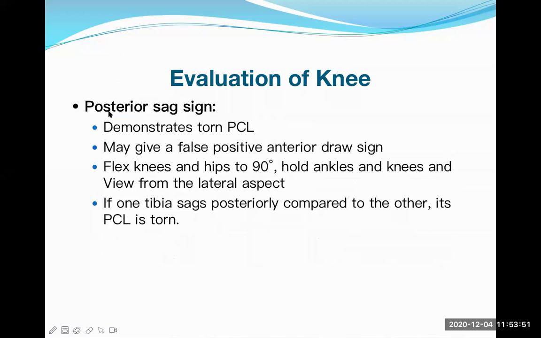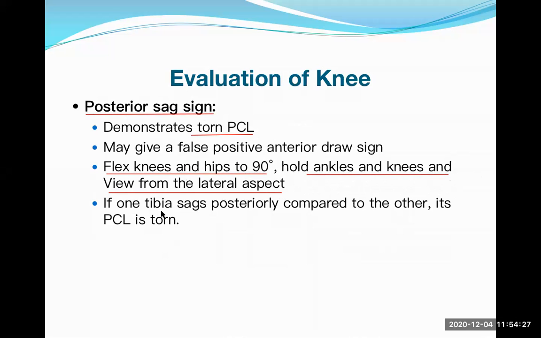Now another is the posterior sag sign. Now what is this? It demonstrates the torn posterior cruciate ligament. So in this evaluation, we flex the knee and hips to 90 degrees, hold the ankle and knees, and view it from the lateral aspect. So let me repeat again. Flex the knee and hip to 90 degrees and hold the ankle and knee and then view from the lateral aspect.